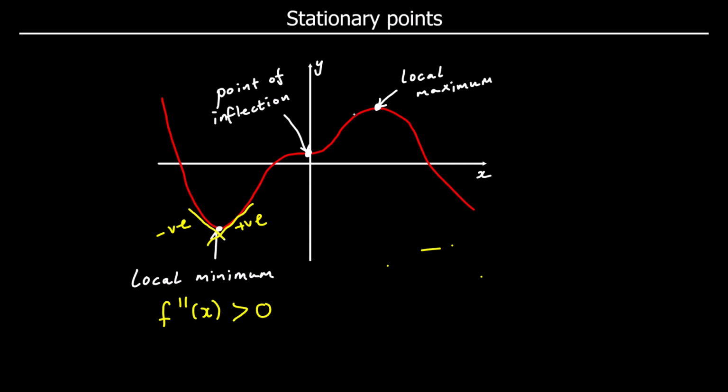At a local maximum, we have a positive gradient before the maximum and a negative gradient after the maximum. So we have a positive before, a negative after, and if it's going from positive to negative, what's happening to the gradient? The gradient is decreasing. So our second derivative is less than 0. The gradient of the gradient is going down. It's going from positive to negative. Therefore, it's going down.